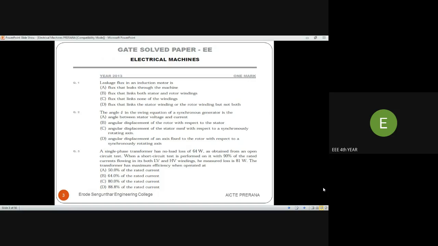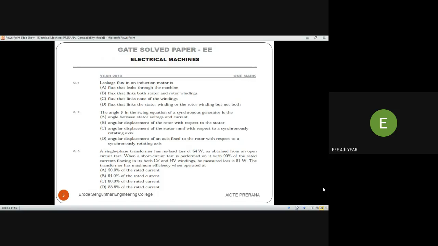Here question number 3 is a problem. A single phase transformer has no load losses of 64 watts, obtained from an open circuit test. That is, the no load losses of the transformer is 64 watts. When a short circuit test is performed on it with 90% of rated current flowing in both LV and HV windings, the measured loss is 81 watts. The transformer has maximum efficiency when operated at, so there are 4 options: 50% of the rated current, 64% of the rated current, 80% of the rated current, 88.8% of the rated current.